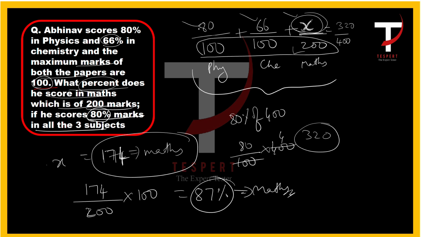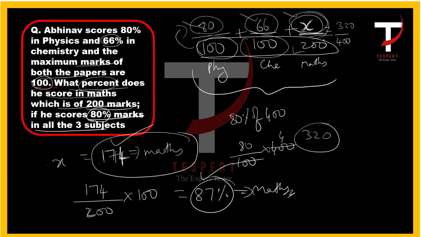He scored 87% in maths. So 80% he scored in physics, 66% in chemistry, because the maximum marks of physics is 100. Out of that, he scored 80 marks, which means 80%. So 66 marks he scored in chemistry, but the maximum marks are also 100, so 66 marks means 66%. Here, out of 200, he scored 174 marks in maths. 174 by 200 into 100, which is 87%, right?